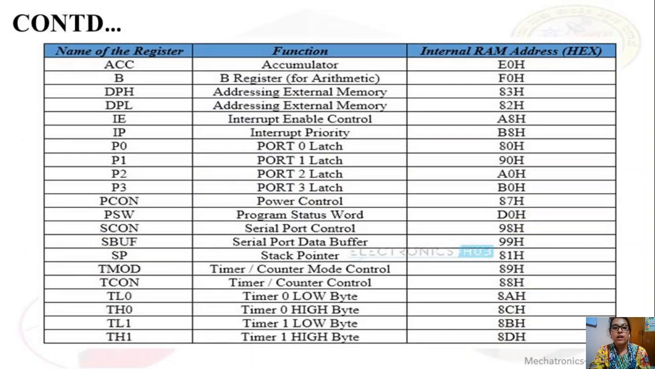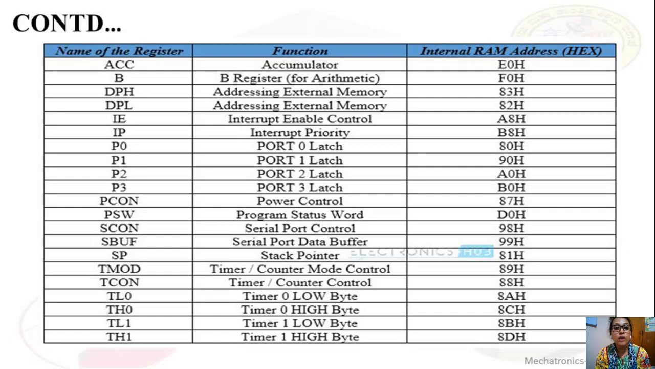We have ACC, that is the accumulator, then B, register B. Both accumulator and register B are called math registers or CPU registers. Next is the data pointer, with data pointer higher byte, DPH, and data pointer lower byte, DPL. These are used for addressing the external memory. Next we have interrupt enable control, IE, then interrupt priority, IP. Both are interrupt registers.